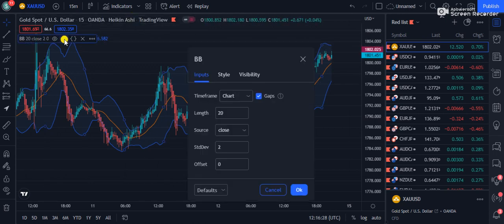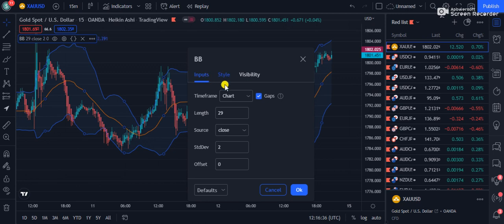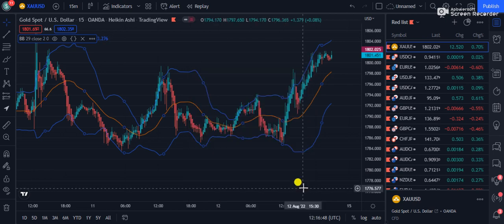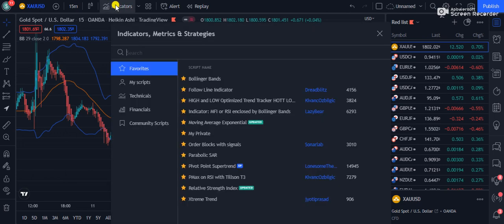Okay, so let's have a look into the settings, whether we have to change any settings. So from 20, please set this to 29. Okay, so we will change the inputs a little bit from 20 to 29, and inside the style section, please remove the background because we don't need the background. So just press OK and set it up like this. Okay, so this is the simple Bollinger Band that we have just used.